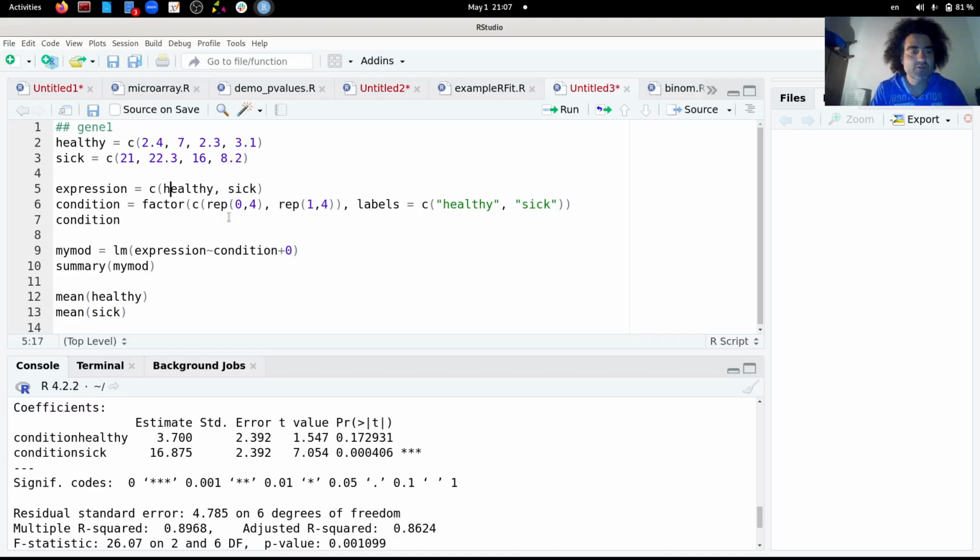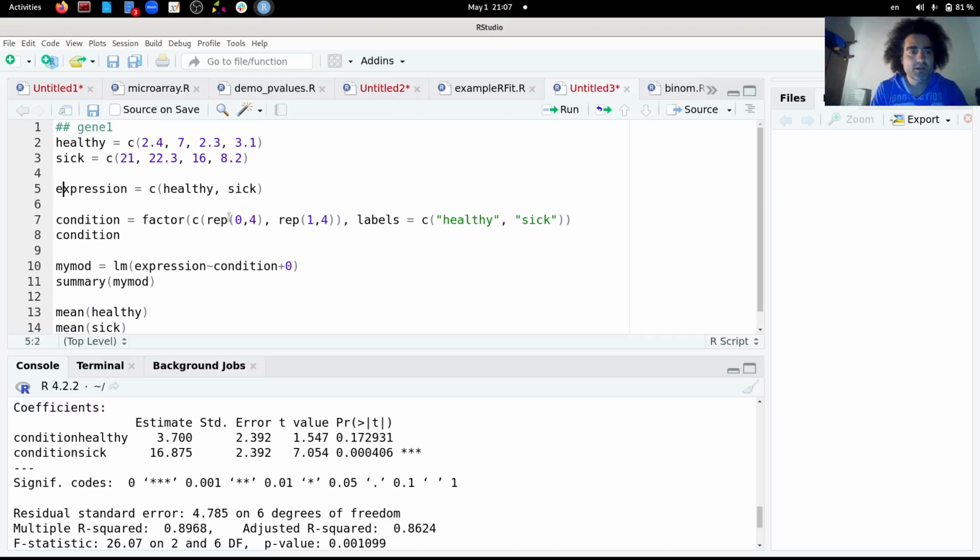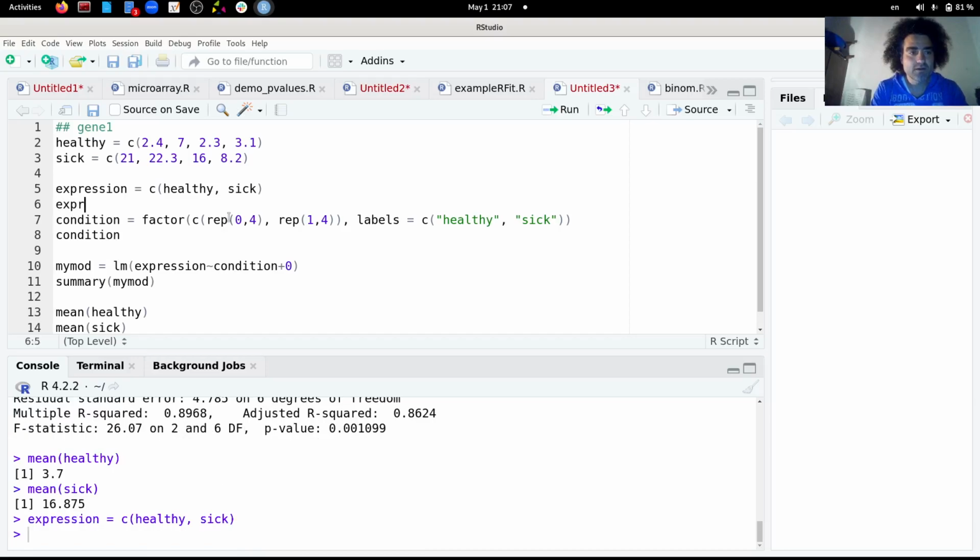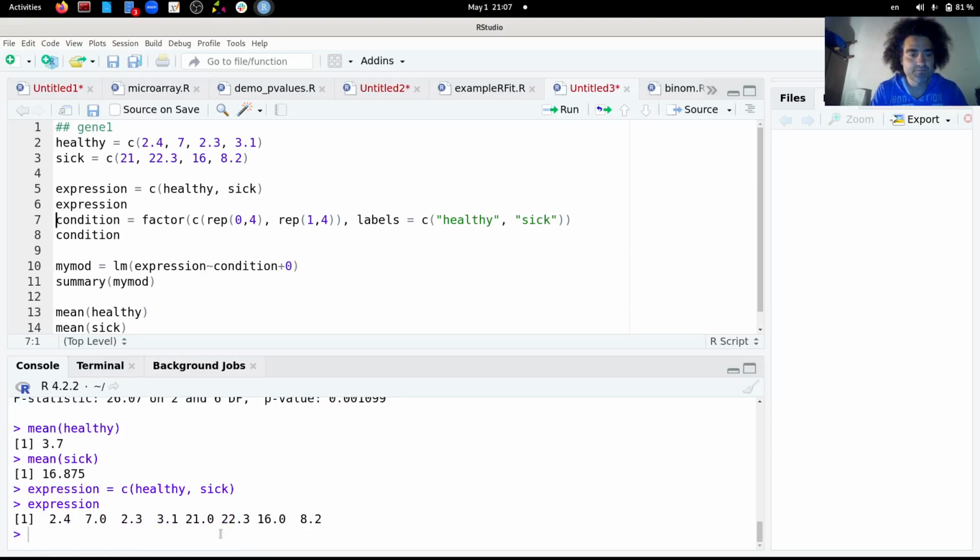Now the total expression level, so the whole row, will be when we concatenate the healthy and the sick individuals. Okay, the expression obviously is this vector. Then what we do is create a factor vector, a vector of factors for the condition of each individual. And we have 4 healthy and 4 sick. So we set the level of healthy to 0 and the level of sick to 1. So 4 zeros and 4 ones, and we assign to 0 the healthy and to 1 the sick value.